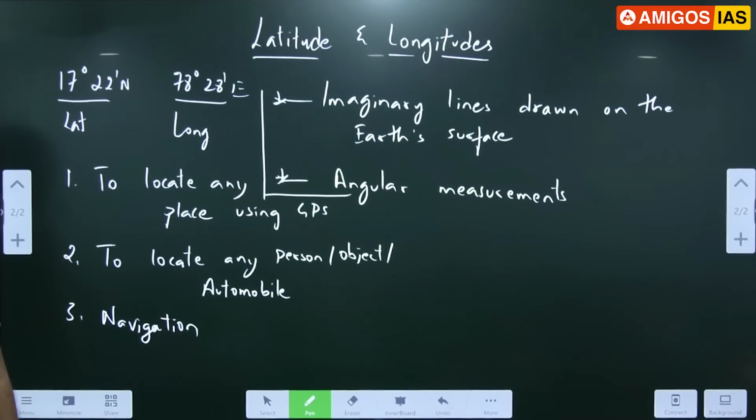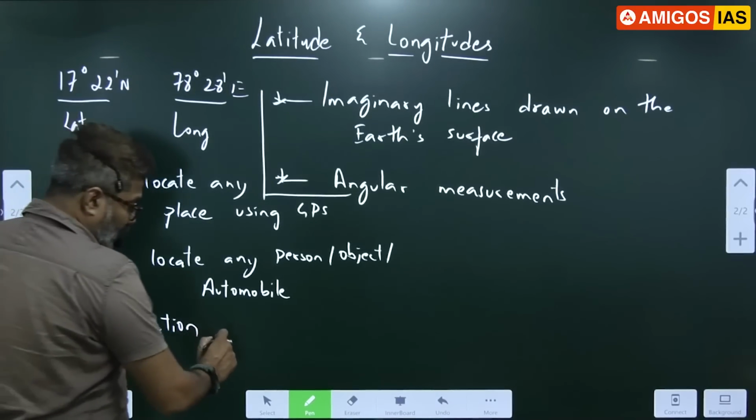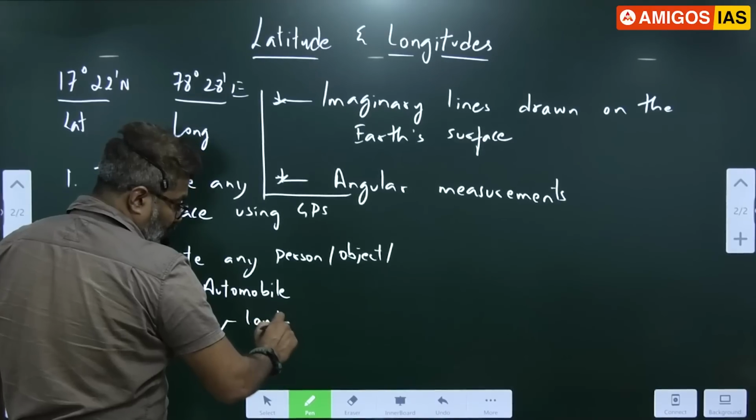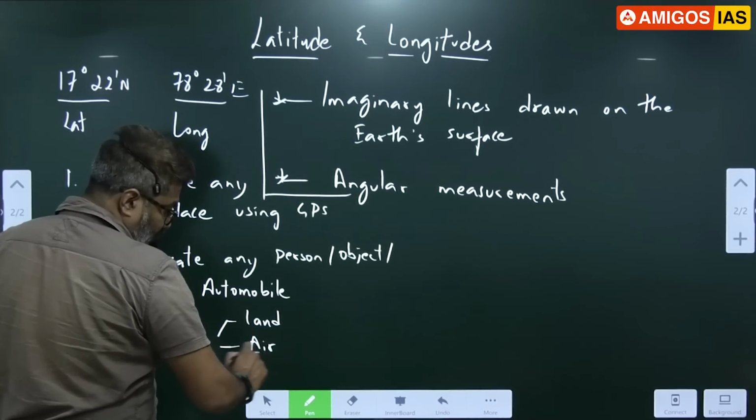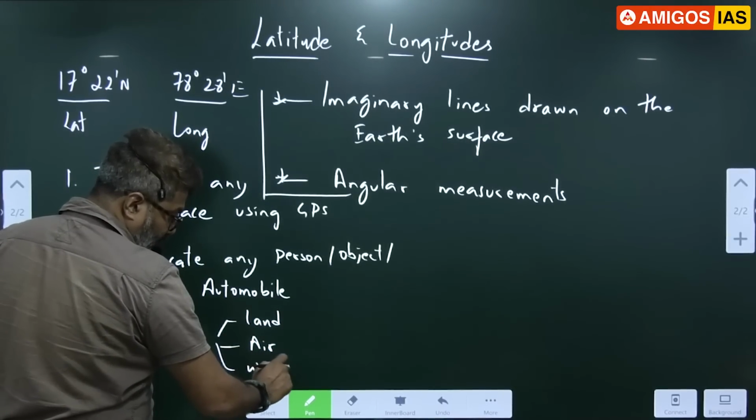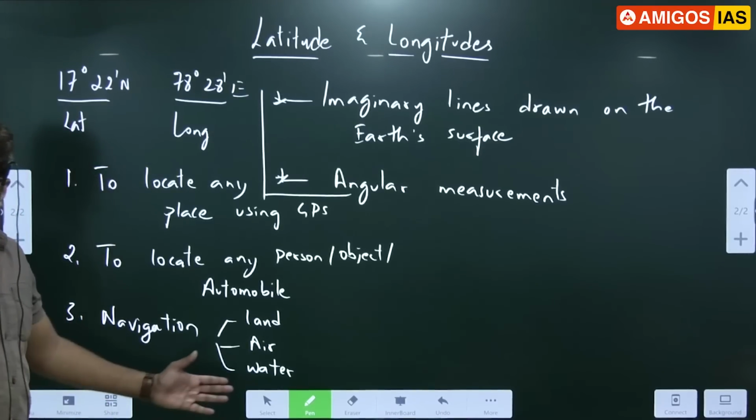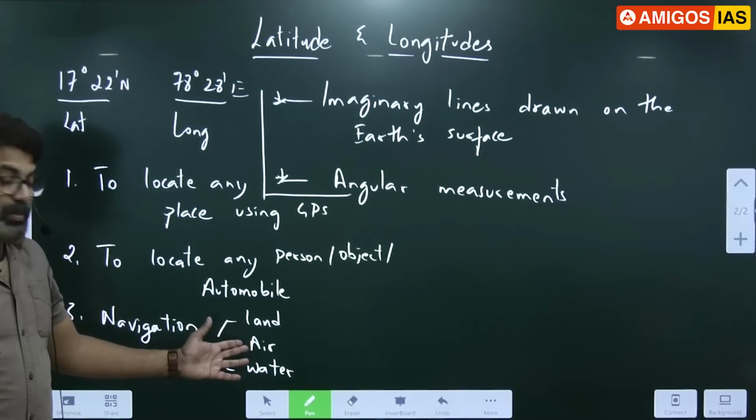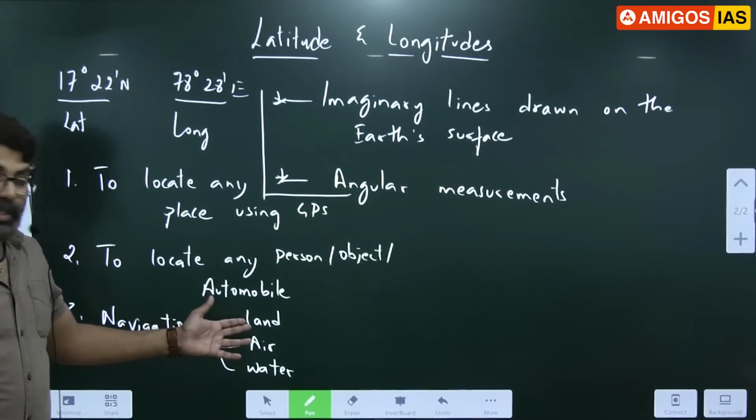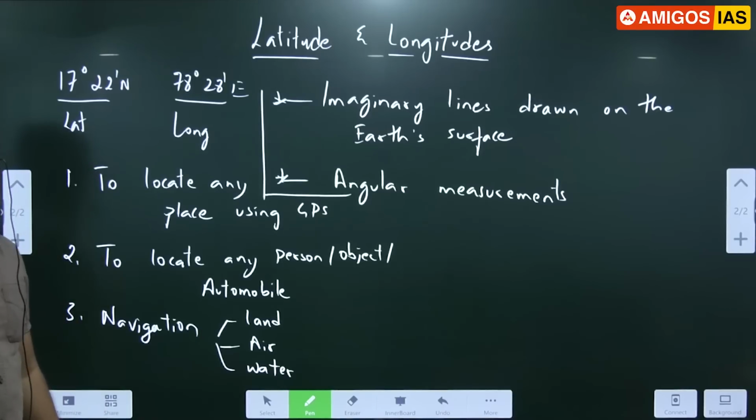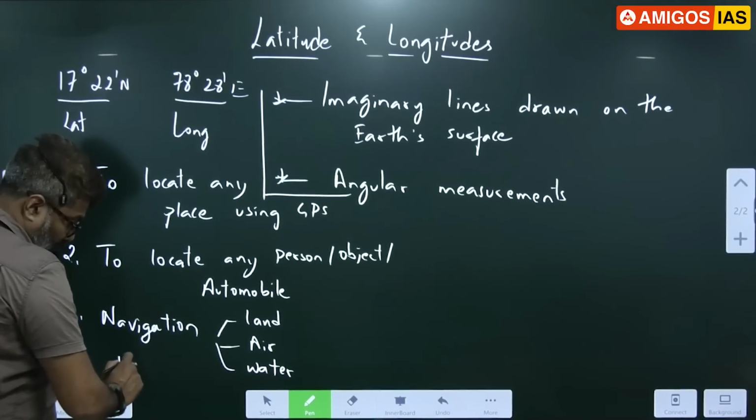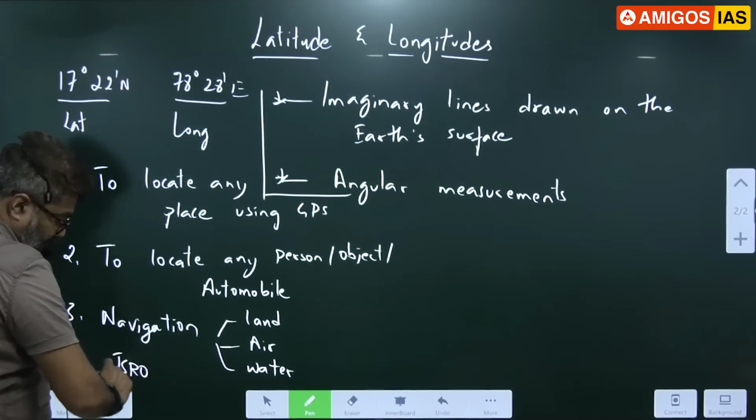All of you have used navigation, Google Maps navigation, going from one place to another. Correct. If you don't know the place, what do you do? You use navigation. Okay. Land-based navigation we have, air-based navigation we have, water-based navigation we have. Water-based for ships, air-based for planes, land-based for us. Okay. We have ISRO, Indian Space Research Organization in India.